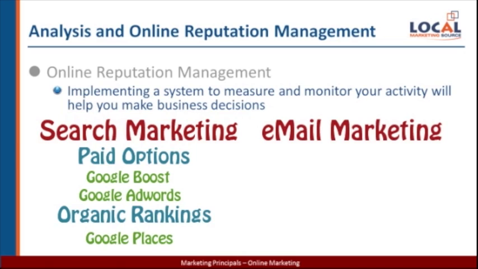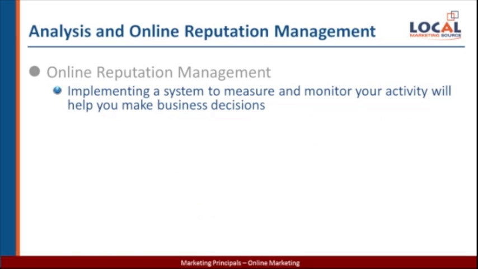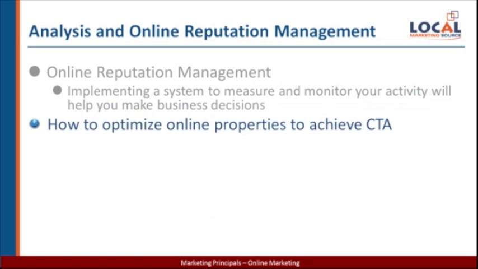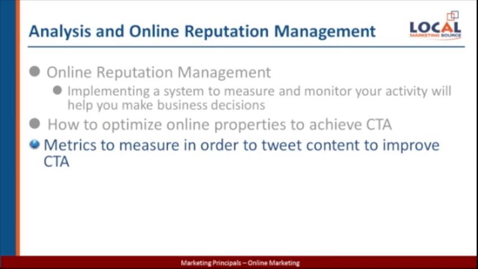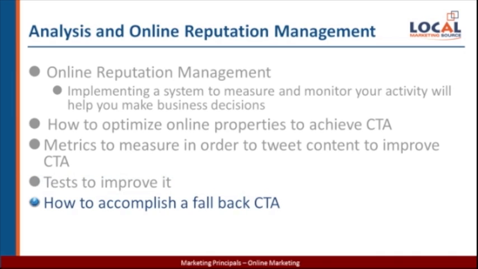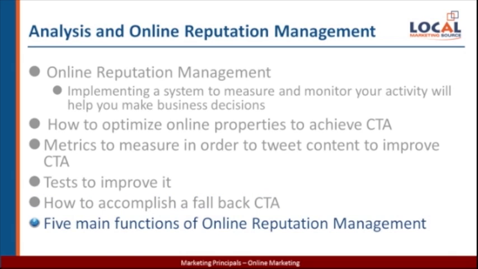Email marketing boasts the greatest return on investment for all the channels. And these are just 2. We're going to look at how to optimize online properties like our website or emails to achieve the most desirable call to action. And we're going to learn the right metrics to measure so we can tweak the content to improve the call to action, do tests to improve it, and how to accomplish a fallback call to action almost every time. And finally, we're going to learn the 5 main functions of online reputation management.